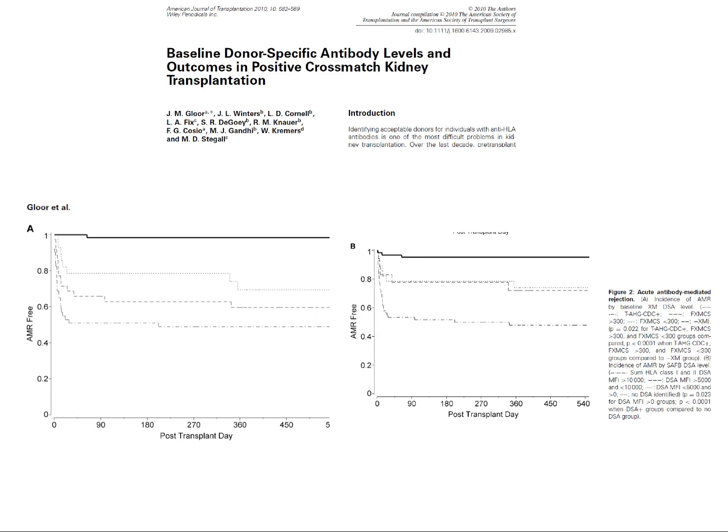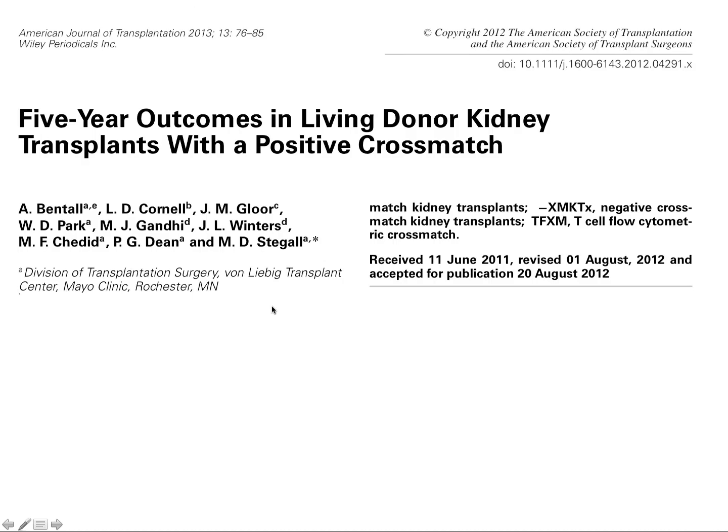I've talked about the relationship between antibody level and outcome, and again, this is from Mayo Clinic. These are patients with a negative cross-match. These are patients who are bead positive. These are patients who are flow cross-match positive, and these are patients who are CDC positive, and you get more acute rejection as you move down that spectrum.